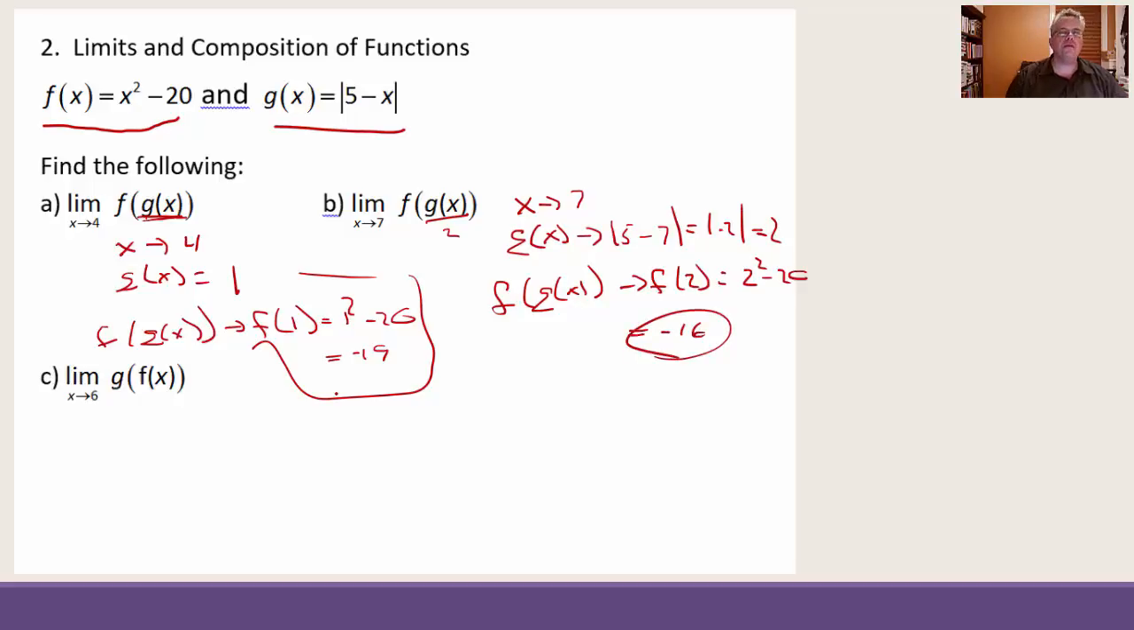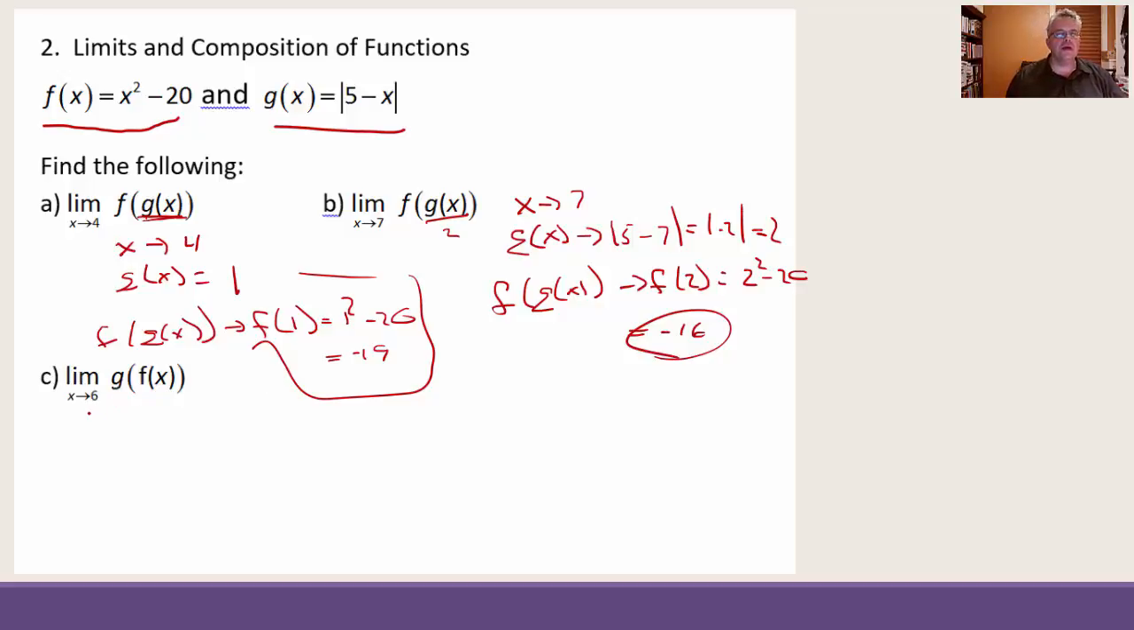Okay, so like I say, we have to work from the inside out. x approaching 7, g of x is approaching 2. Then if the argument of f is approaching 2, then its value is approaching 2 squared minus 20, which is negative 16.